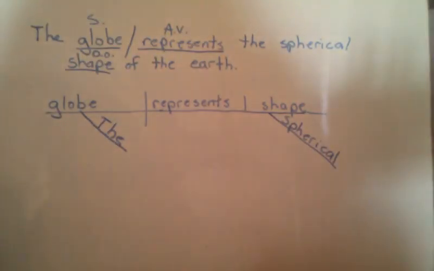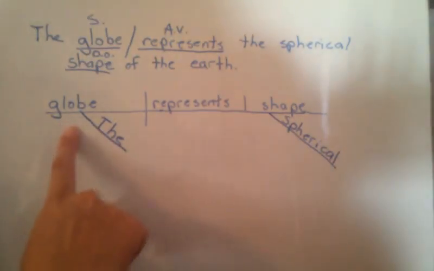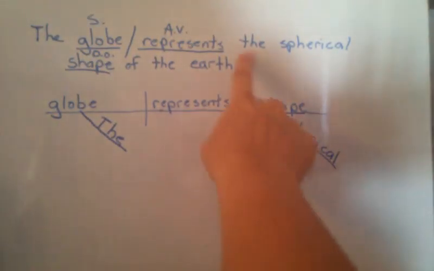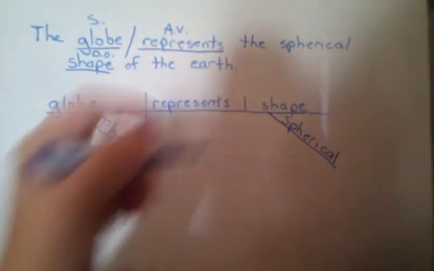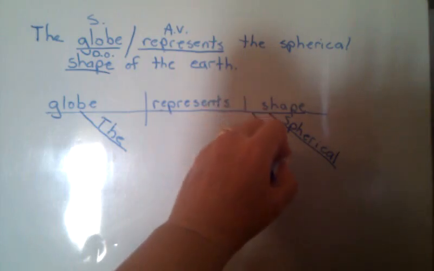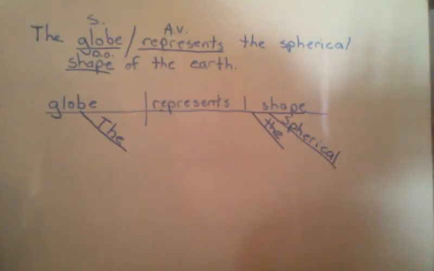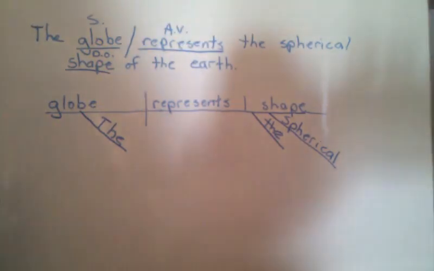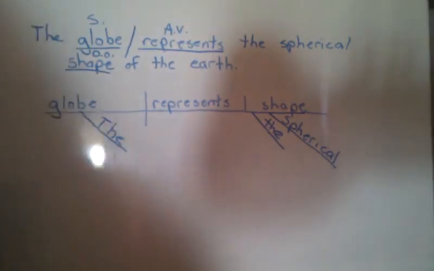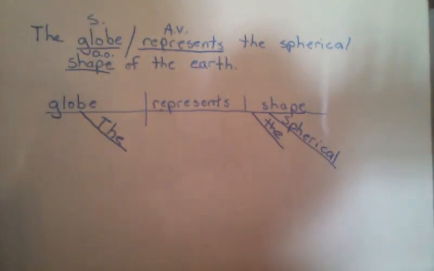Okay. The globe represents, oh, we have the word the, don't we? I didn't even see that word the. So the spherical shape. Okay. That kind of makes sense. Let's do another one.